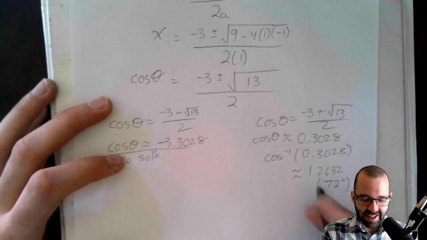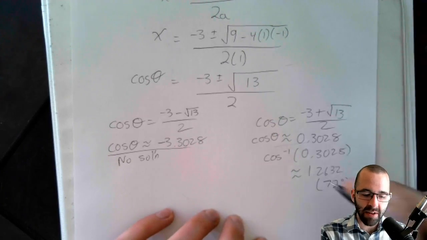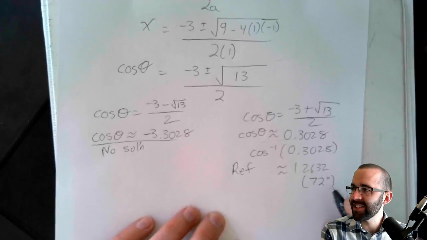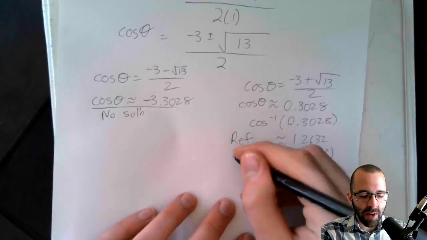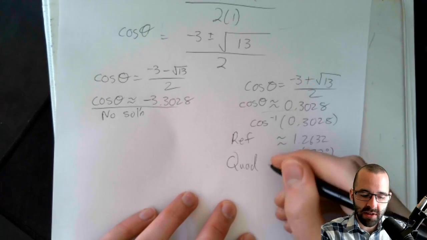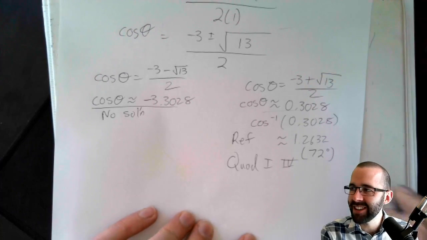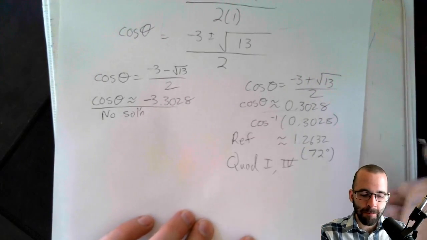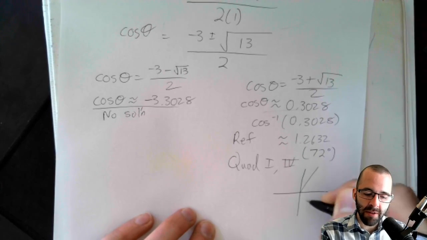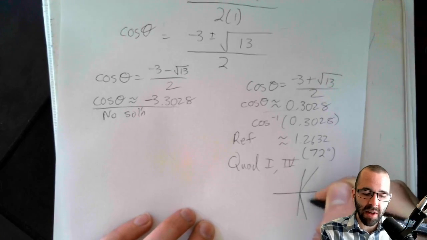All right, let's finish this problem. So that's going to be our reference angle, about 72 degrees. We need to find what quadrants. What quadrant is cosine positive? Just like before, first and fourth quadrant. So roughly 72 degrees in the first quadrant and 72 degrees in the fourth quadrant. These are going to be our two answers.